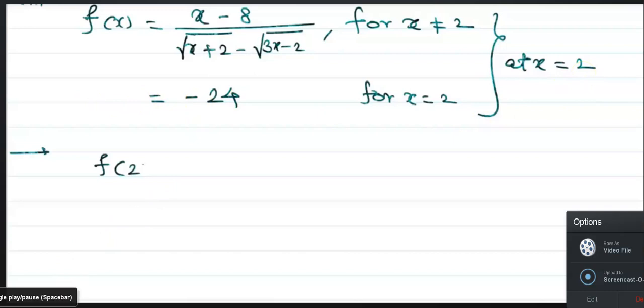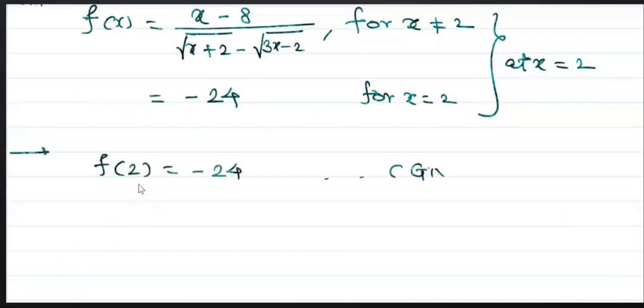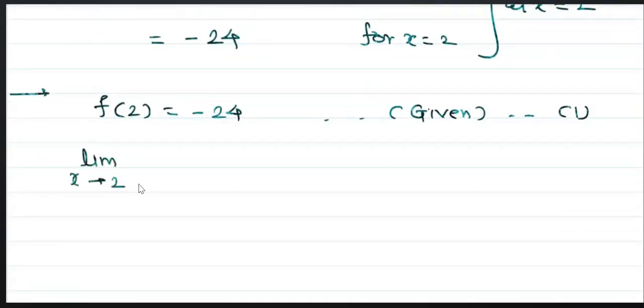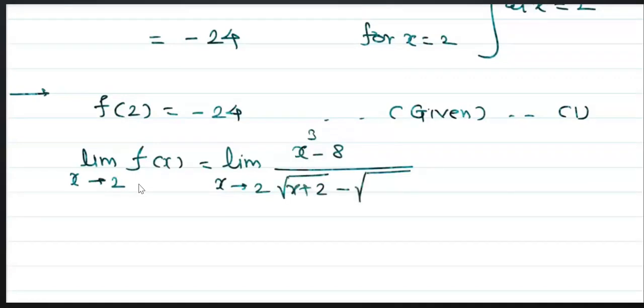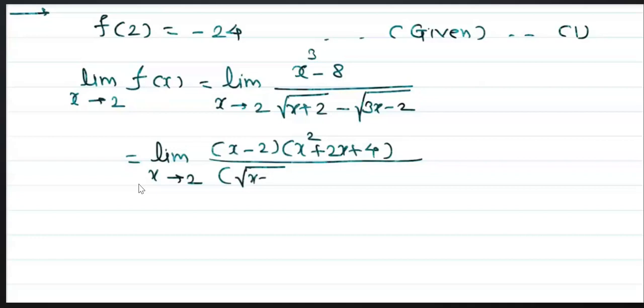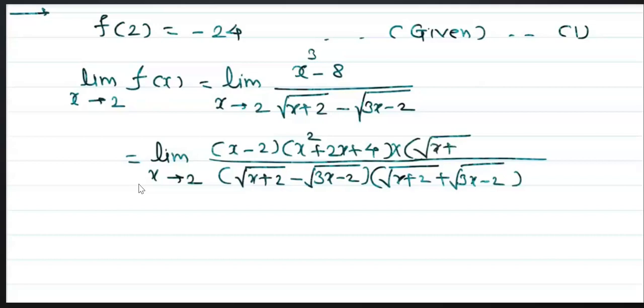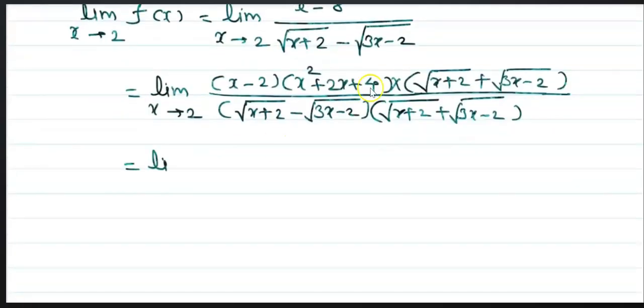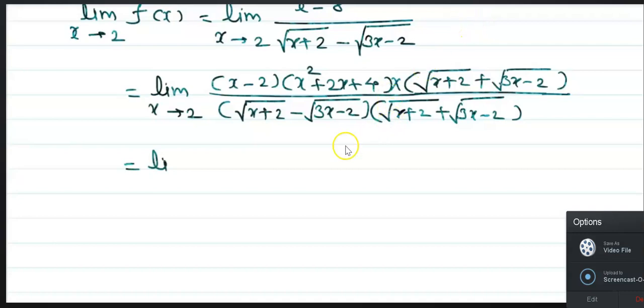Now our job is to find the limit of the function. This is number 1. Limit x tends to 2, f of x is equal to limit x tends to 2, (x cube minus 8) upon (square root of x plus 2 minus square root of 3x minus 2). That is limit x tends to 2, (x minus 2) into (x square plus 2x plus 4) upon (square root of x plus 2 minus square root of 3x minus 2). It is multiplied with its conjugate, that is the rationalizing factor, square root of x plus 2 plus square root of 3x minus 2, in the numerator and the denominator.